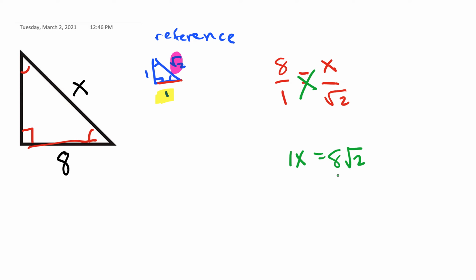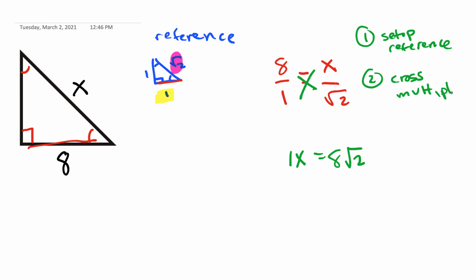So let's see when it doesn't come out so nicely with the pattern, how to do the same style where we're using a reference triangle. So what we did is we set up our reference using our reference triangle. Then we cross multiply, and then we'll have to rationalize the denominator sometimes. If the square root ends up on the bottom of a fraction, we have to do what's called rationalizing the denominator, and there's another video, maybe I'll link it to this one.